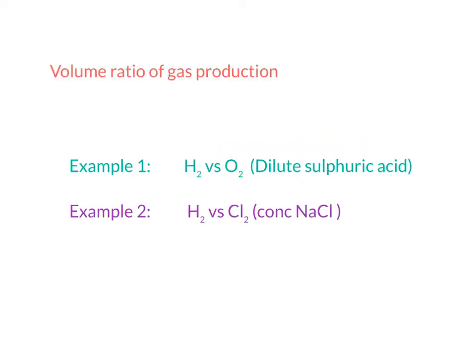So for the volume ratios of gas production, we're going to have two examples. One will be having H2 and O2 formation, while the other one will be H2 to Cl2 formation. So these two are the typical setups that we're going to use.